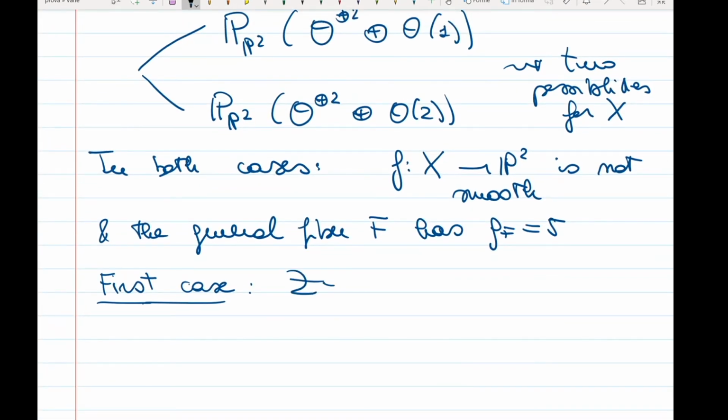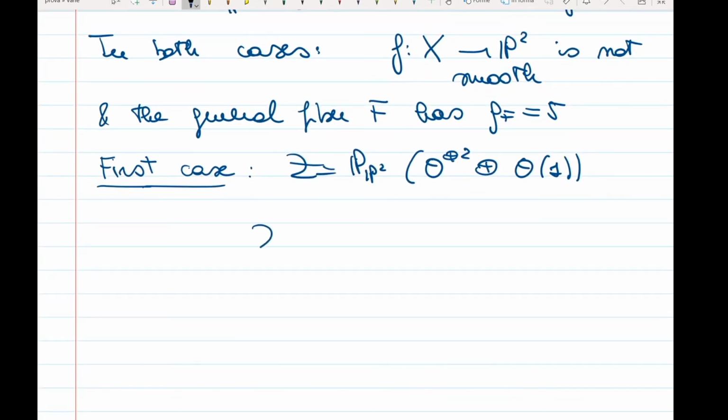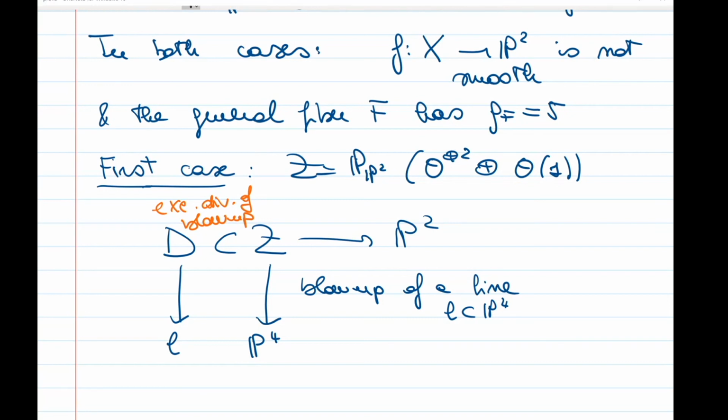So the first case where Z is this variety, this is just the blow up of P4 at a line. Okay, so we have Z, this is a P2 bundle, and this is the blow up at a line. Then we have the exceptional divisor D of the blow up. Okay, so D is isomorphic to P1 cross P2.